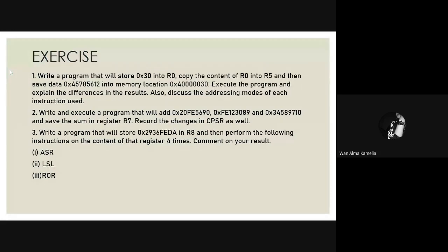Question 1 is write a program that will store 0x30 into R0, copy the content of R0 into R5, and then save data 0x4578561 into memory location 0x40000030. Execute the program and explain the differences in the results. Also discuss the addressing modes of each instruction used.